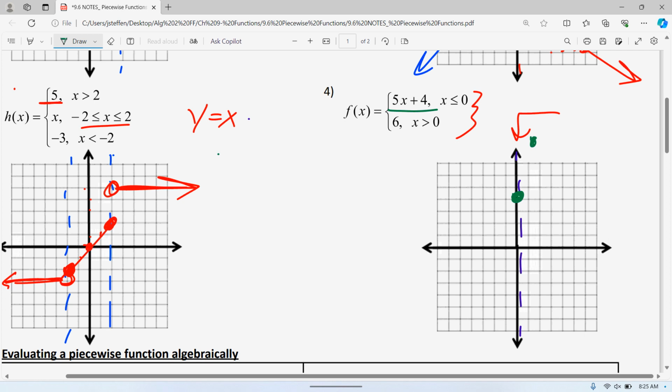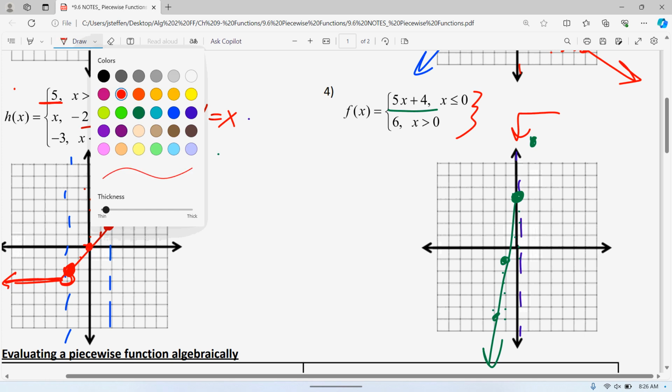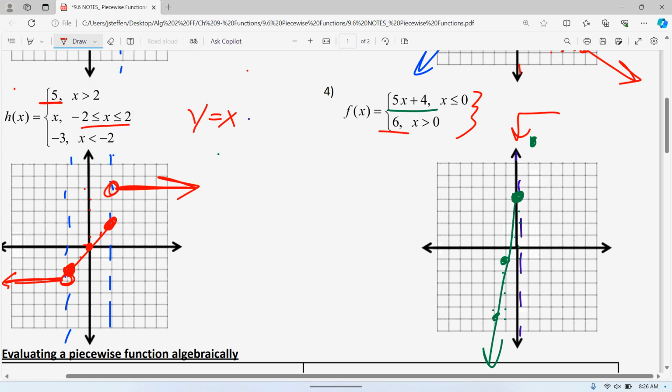So instead of up 5 over 1 to the right, I go down 5, 1, 2, 3, 4, 5, over 1 to the left. Something like that. And then the other one, the 6, is everything greater than 0. So 6 is what? 1, 2, 3, 4, 5, 6. It is an open circle, and again, it's just a vertical line.